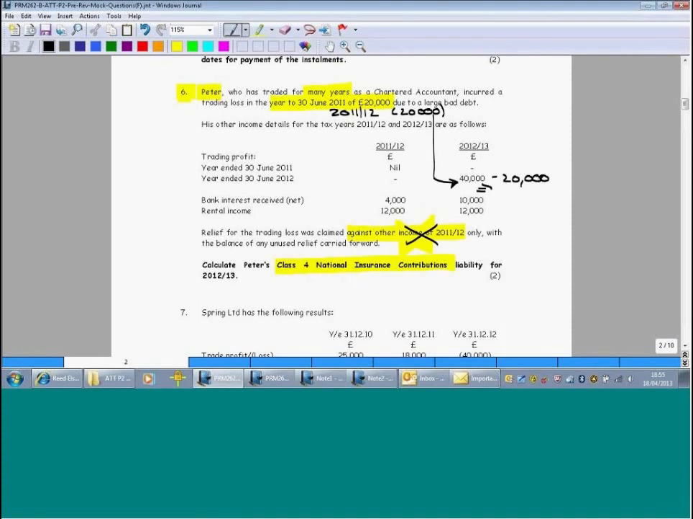So for Class 4 NIC purposes, in 2012-13, your Class 4 profits are only going to be the net figure of £20,000. And then you'll use your tax tables to calculate the Class 4 NIC on that figure.